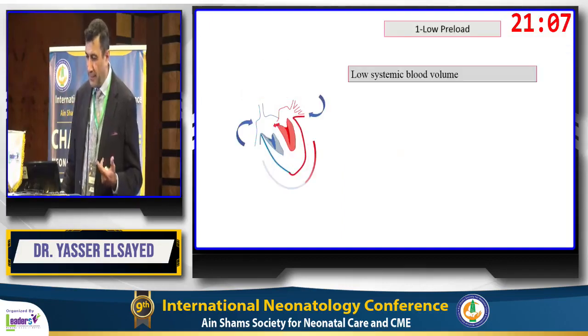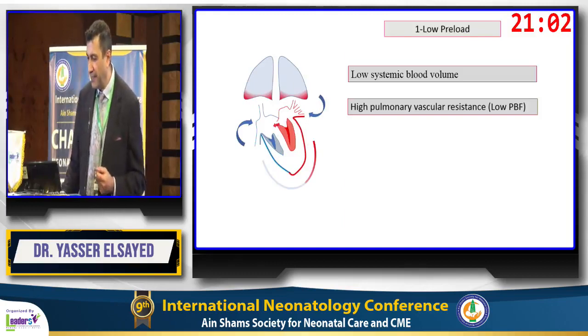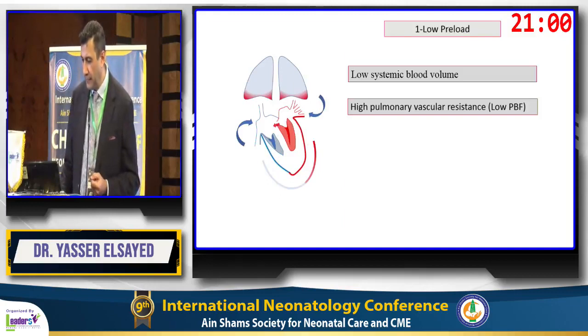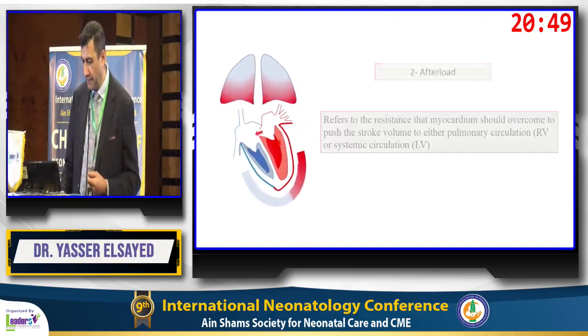So there's an example of how to see low preload. You can see there's almost no blood left in the ventricles at the end of systole, and that could be due to low systemic blood volume, high pulmonary vascular resistance, like in pulmonary hypertension, or poor myocardial performance, especially poor diastolic performance.